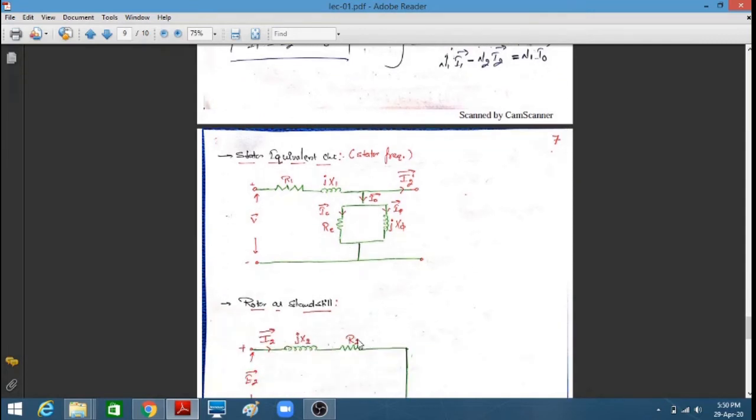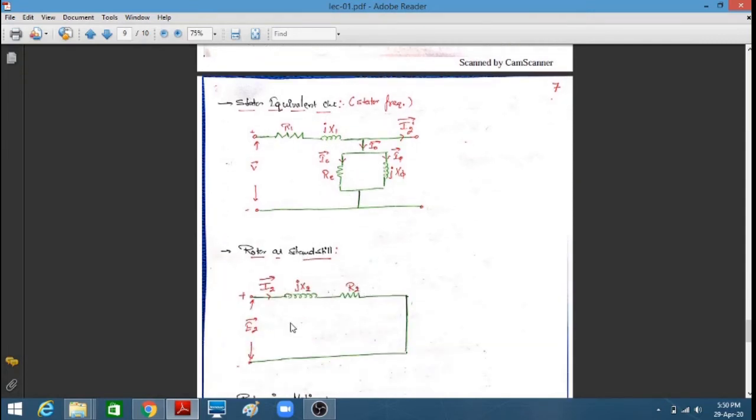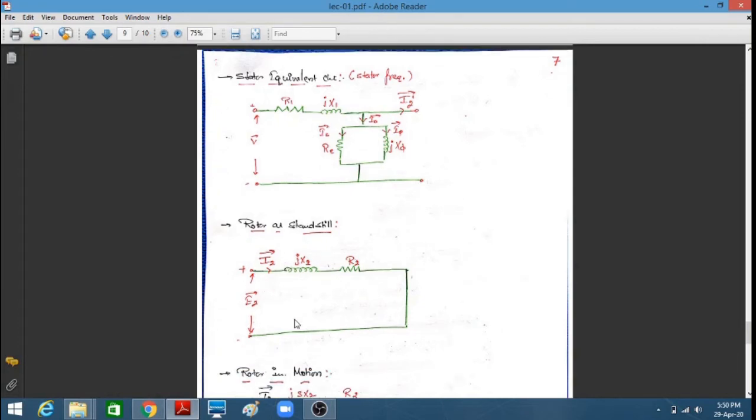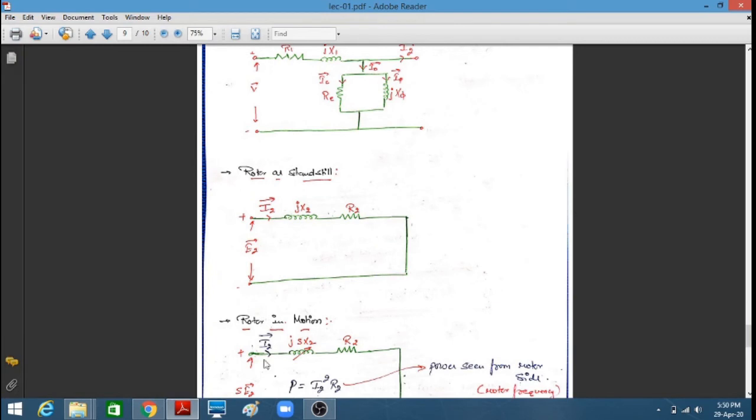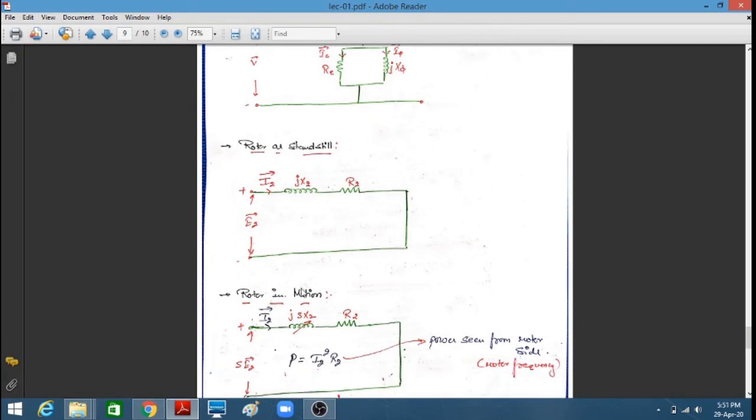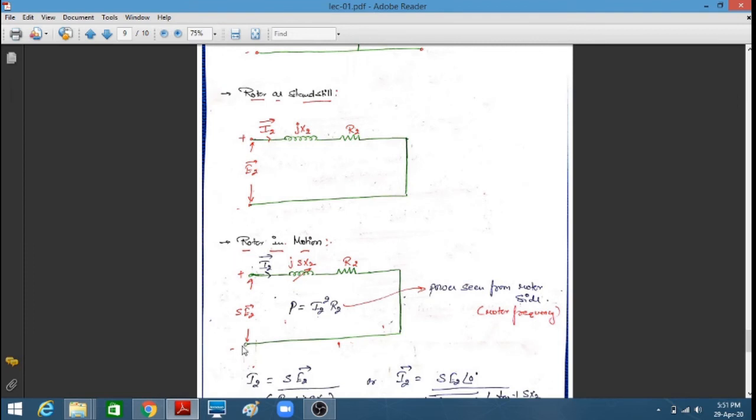Okay, now the rotor at standstill. The rotor at standstill is similar to the transformer secondary only: jX2, R2, E2, I2. There is nothing changed in it. Now when the motor starts running, one factor will come. Instead of E2, it will become sE2, and jX2 will become jsX2. So this is the equivalent circuit when the rotor rotates at slip s.